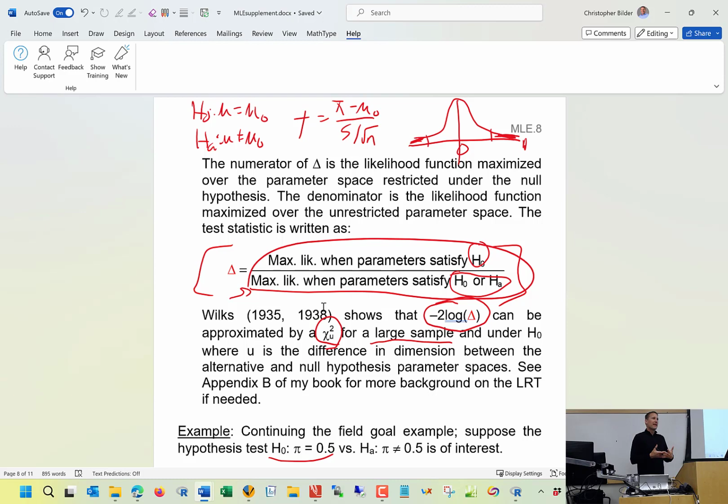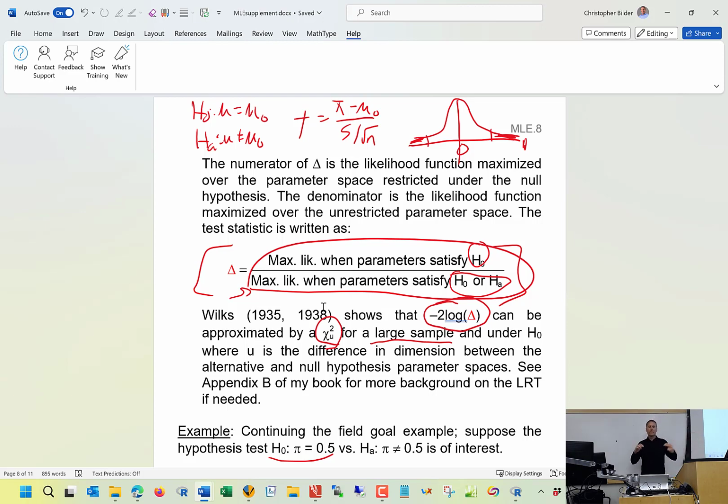Because if I take away having only that H0 restriction, my likelihood function isn't that much higher. And remember what a likelihood function is measuring: the plausibility of particular values of your parameters. And so if the numerator is close to the denominator, I'm going to have a delta value that is close to 1, suggesting what's happening under H0 is reasonable for a particular problem.